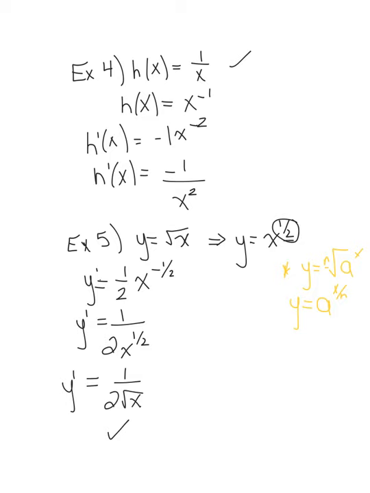A lot of professors in your future may not be. So you do know that you could rationalize this. So if I was going to go ahead and rationalize this, I'm going to be multiplying by a root x over a root x, or in other words, a 1 technically. And I'm going to be getting y prime is equal to root x over 2.